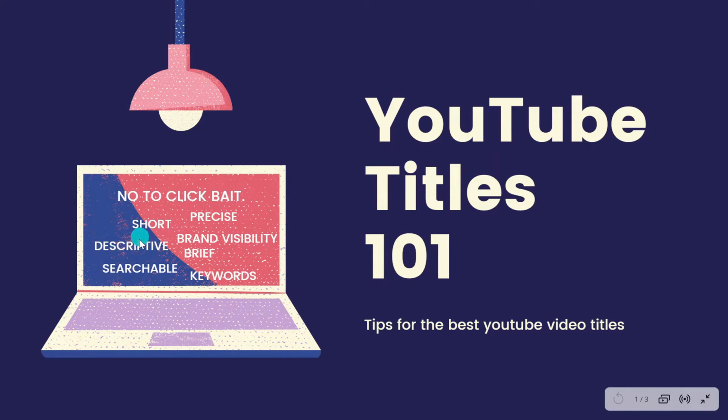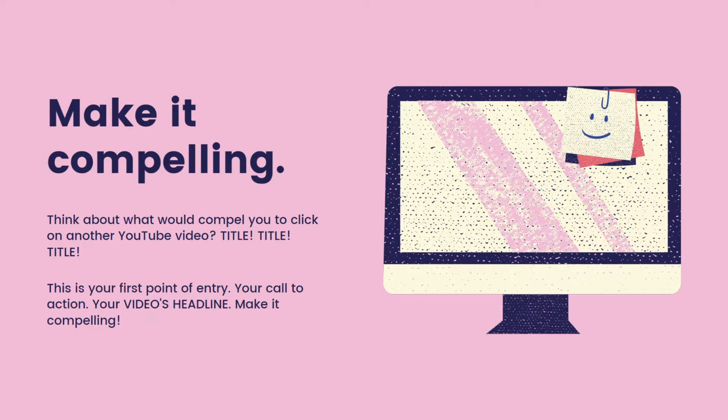My thoughts, a few words that I've come up with here, is that your titles should be short, brief and to the point. They should bring out your brand, or rather the kind of content that your channel is all about. You should incorporate keywords that will enable your video to be searchable on YouTube, and they should be descriptive enough to explain or summarize the idea behind your video. In a nutshell, you should make it compelling.